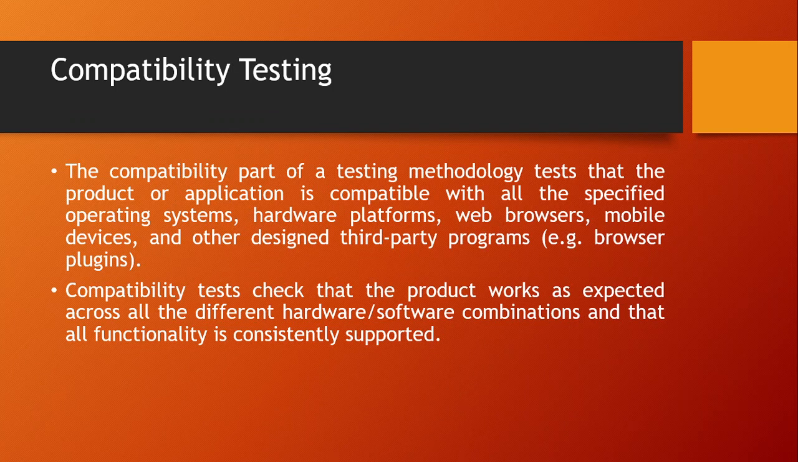And then compatibility testing. All right, so this tests that the product or application is compatible with all the specified operating systems and hardware platforms. So basically, this one is just to test how compatible the system or the software will be with other machines. There are certain software that are not compatible with other machines. Okay, so you also need to make sure that you test the compatibility of that software or system before it is released. Okay, cool. So compatibility tests check that the product works as expected across all the different hardware or software combinations and that all functionalities are consistently supported.